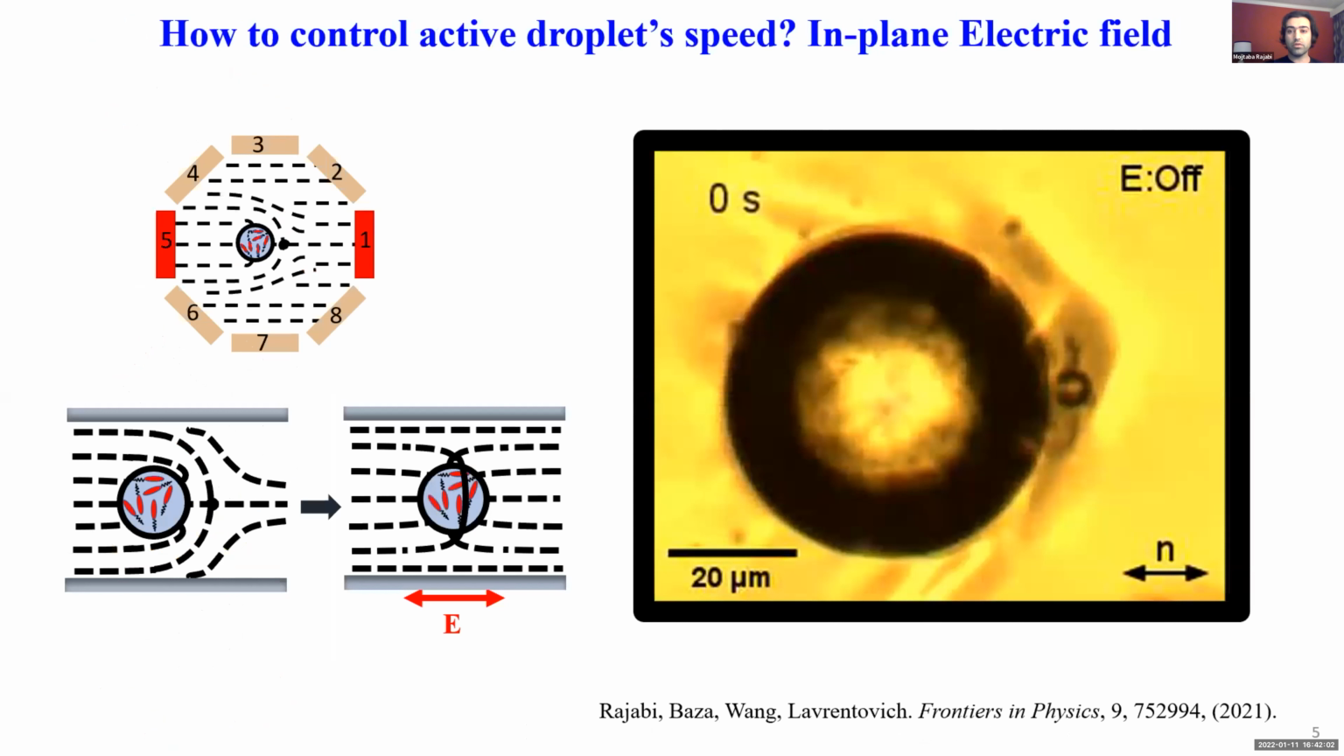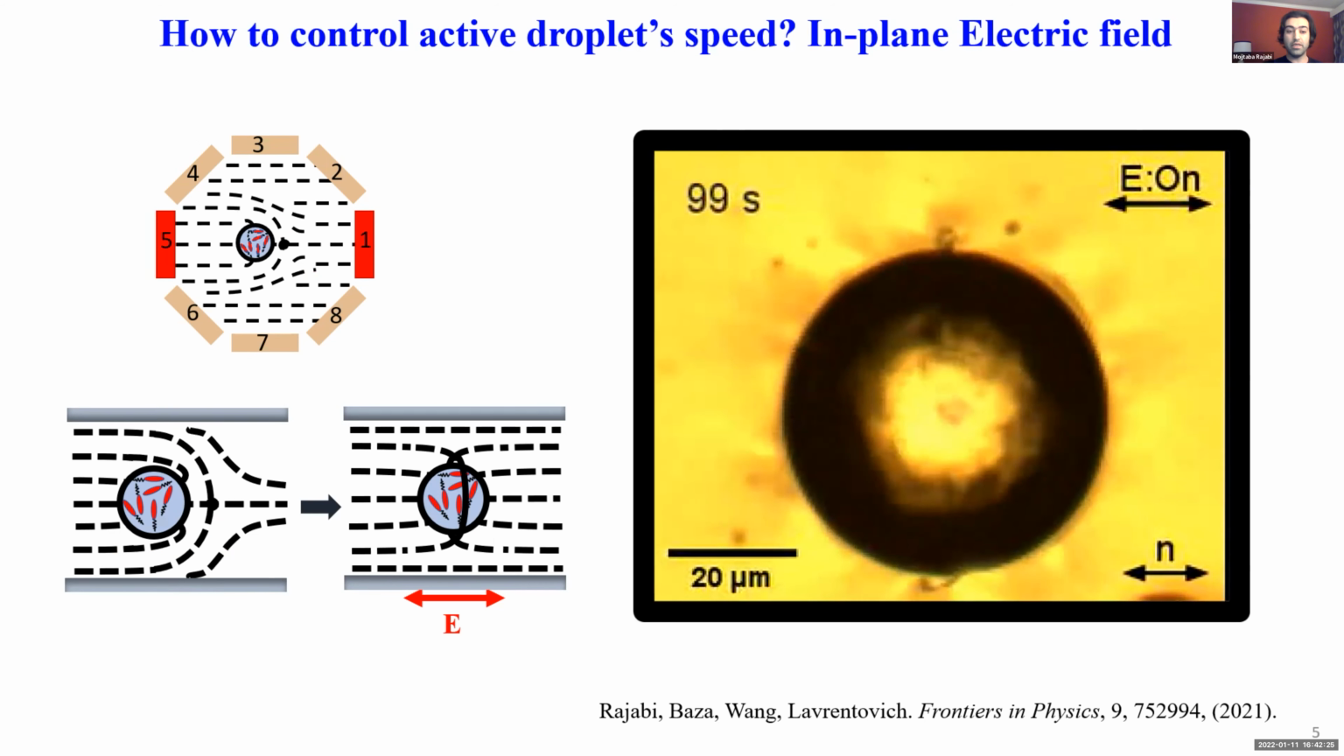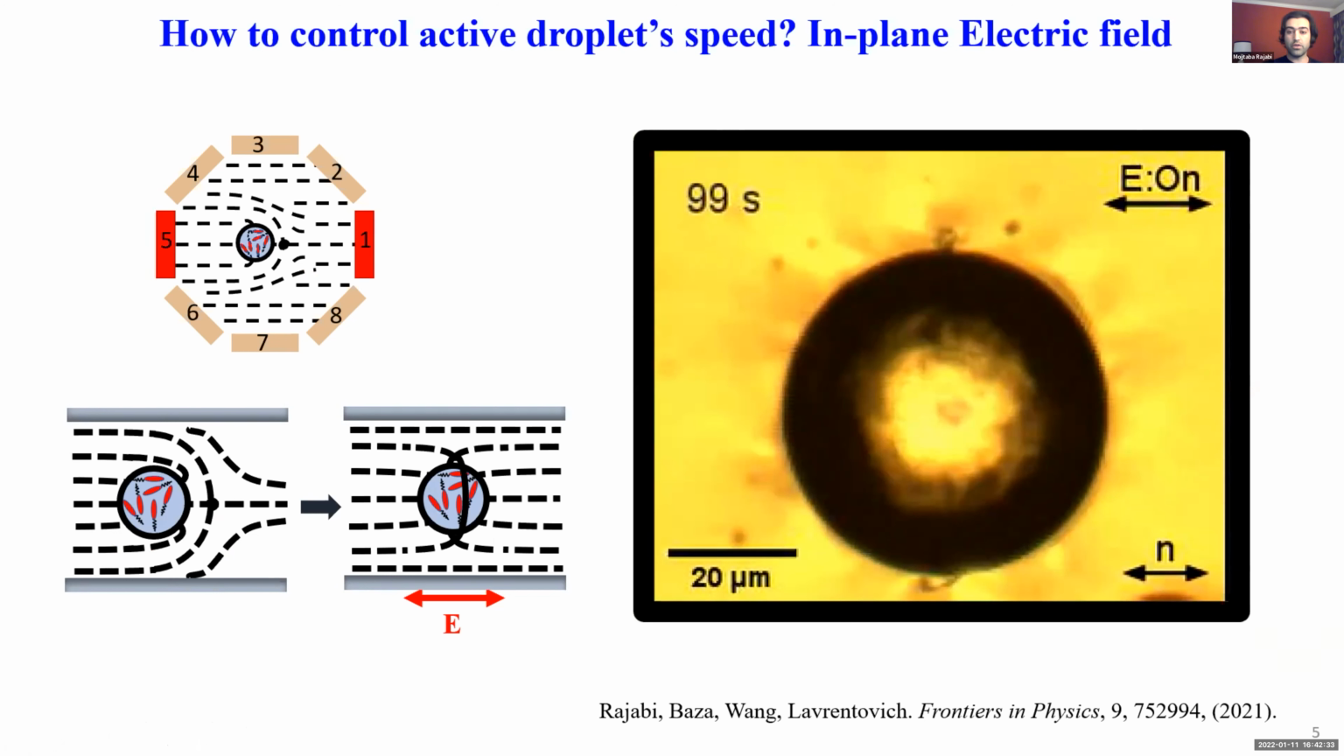Another way to control these droplets is to control their speed. We apply an electric field along the nematic director, and we transform the asymmetric structure to the symmetric one. Remember, the asymmetric one propels, the symmetric one does not. So here, the asymmetric director propels, we apply the electric field, we open up the hedgehog to the Saturn ring, let's see it again, and the Saturn ring, which is symmetric, does not propel. We decrease the speed of the droplet until we stop it.